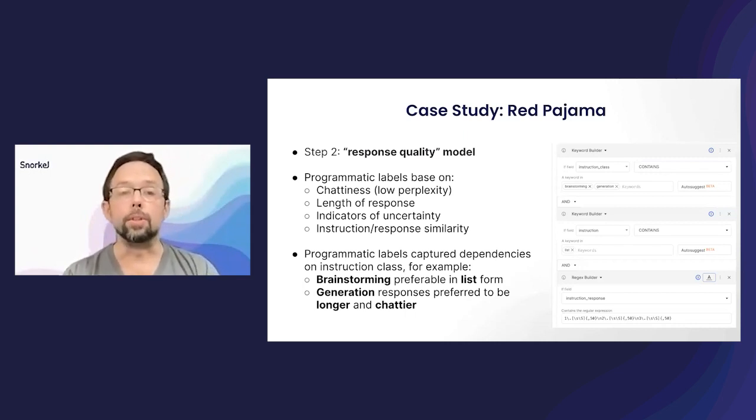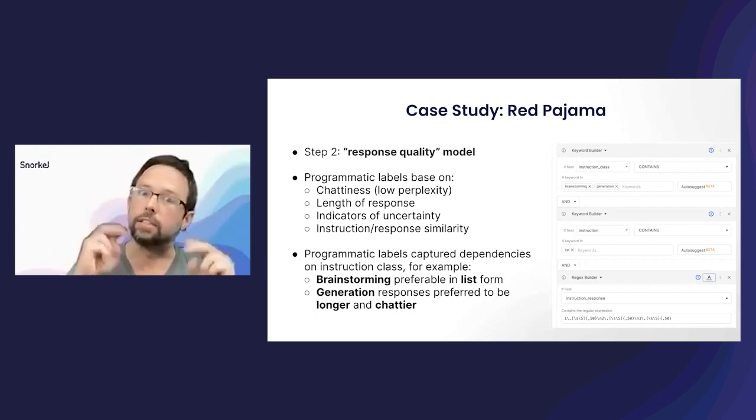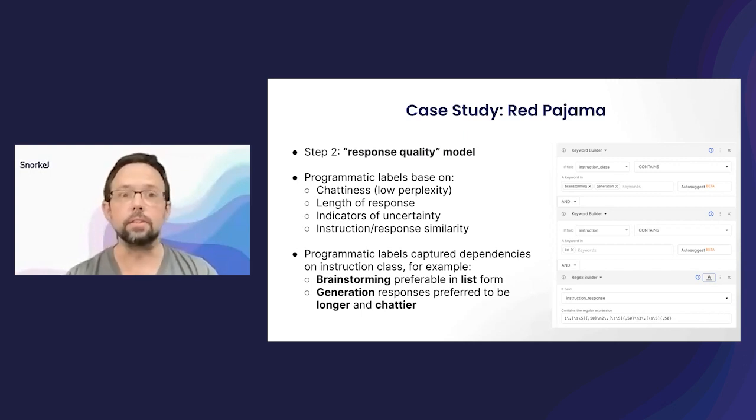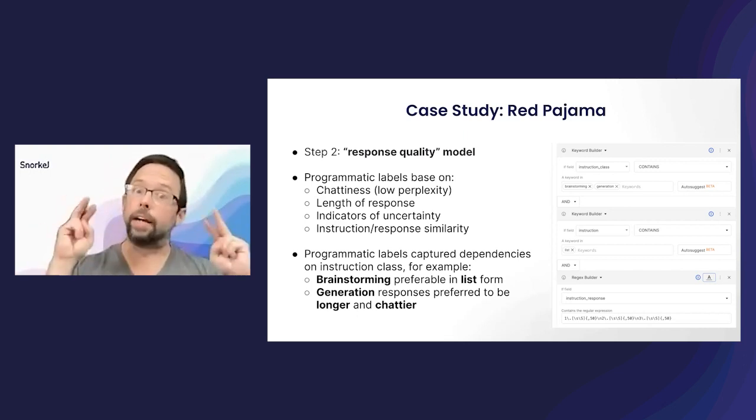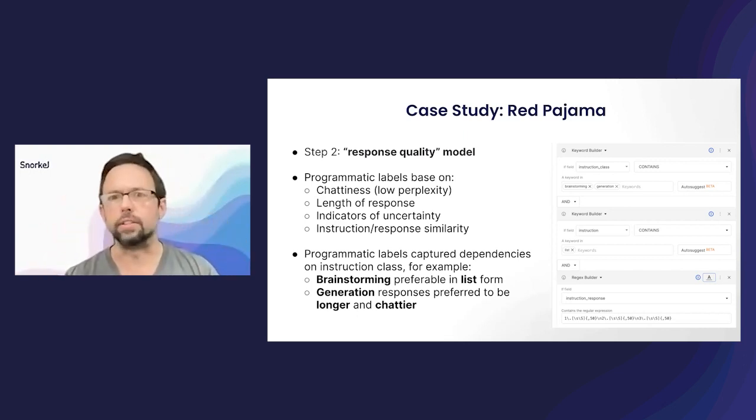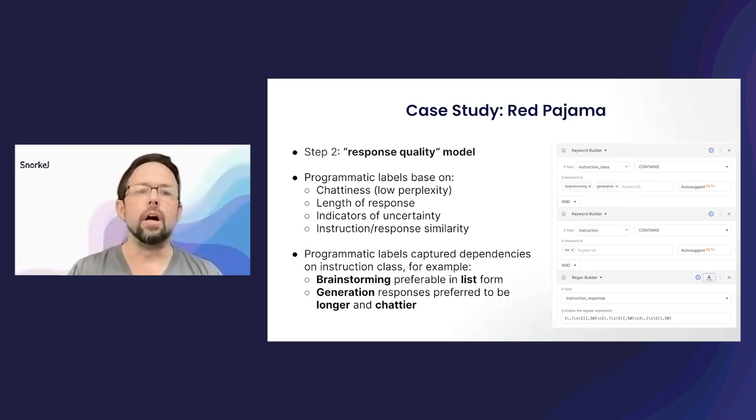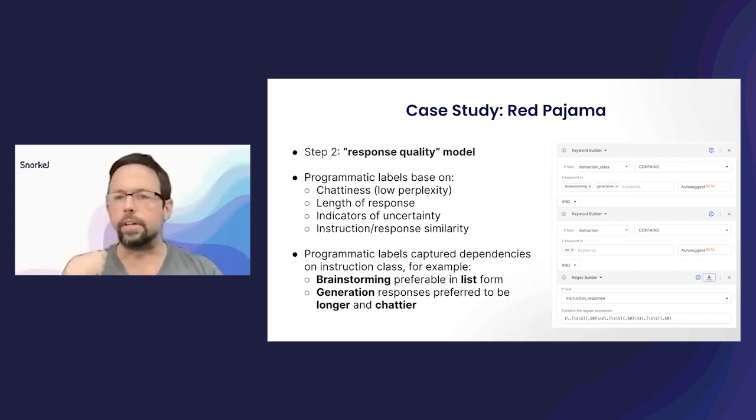Step 2, build a response quality model. So here we defined these heuristics, these programmatic labels, based on a wide variety of features. We use something called perplexity, which is a way of measuring the overall chattiness of the response, even the instruction if you want. Simple features like the duration of the response, indicators of uncertainty. So for example, if the response begins with something like, I don't know, we want to rank it as low quality because we know it's not going to answer the question. Instruction response similarity. So this was what's called a cosine similarity in an embedding space.